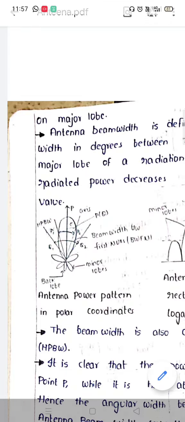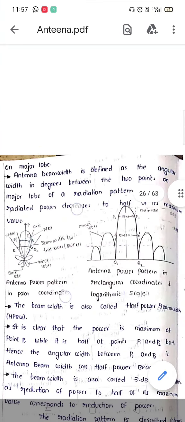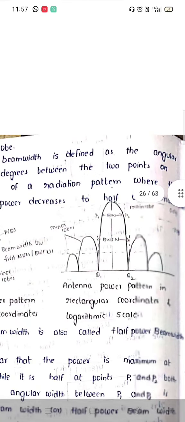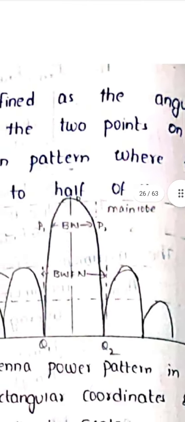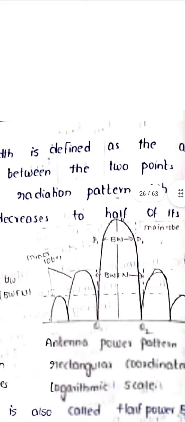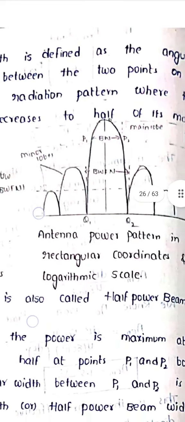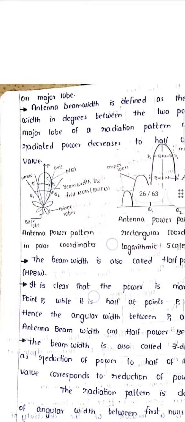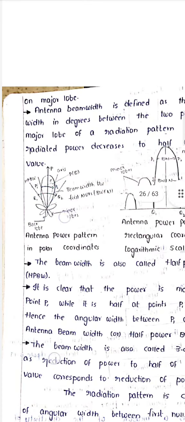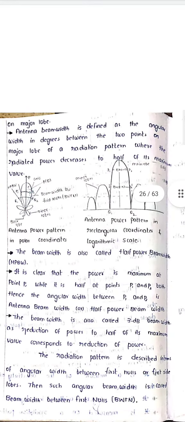I already discussed this to you. Here is written the main loop. Main loop means major loop, and then minor loops. Okay, the antenna power pattern in rectangular coordinates on a logarithmic scale. The beam width is also called the half power beam width.